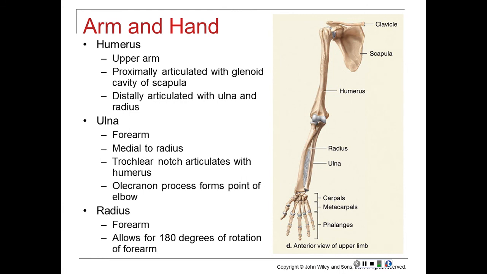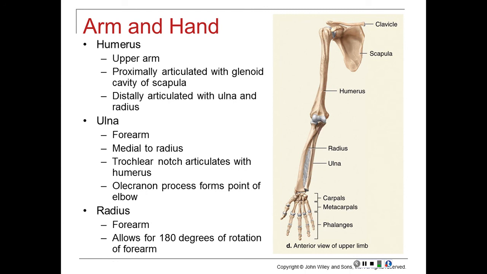Going into our arm and hand, our upper arm is made of our humerus. Proximally articulates with the glenoid cavity, distally with the radius and ulna. Our ulna and radius make up our forearm. The ulna is on our pinky side if we're thinking about anatomical position. It's medial to the radius. It attaches at the trochlear notch right here on the humerus. And the olecranon process is going to help form the point of attachment for our elbow joint.